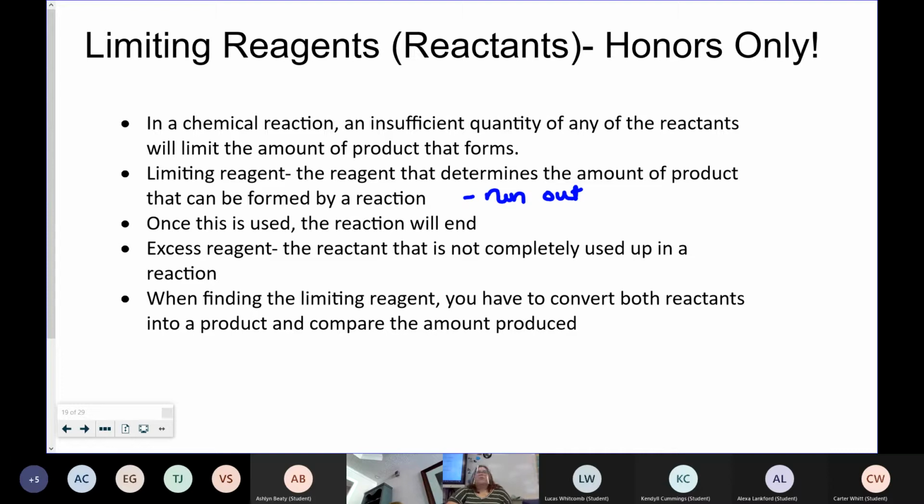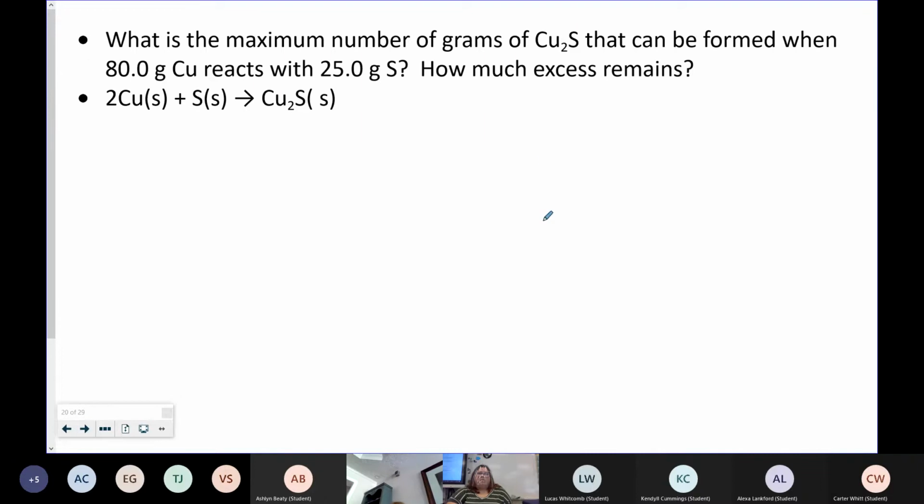All right, I think everybody's with me. So let's look at this problem. If you're following along on the PowerPoint, I did add this secondary question after this one. It wants to know, what's the maximum number of grams of copper(I) sulfide that can be formed when 80 grams of copper reacts with 25 grams of sulfur? And how much excess remains? I gave you the reaction of 2 Cu + S produces Cu2S, copper(I) sulfide.